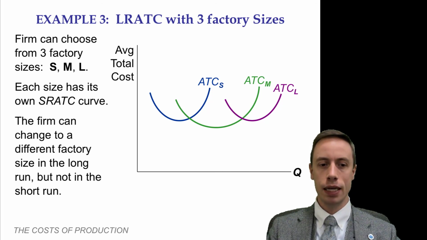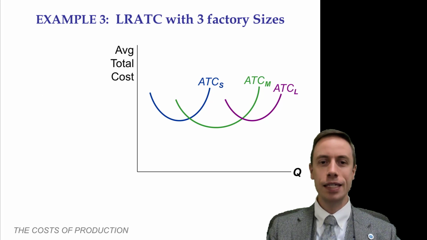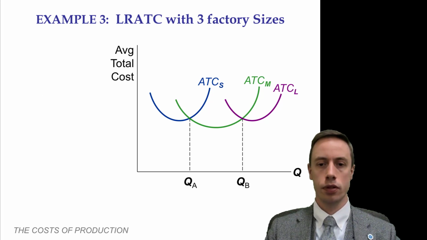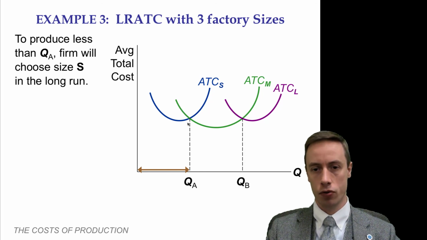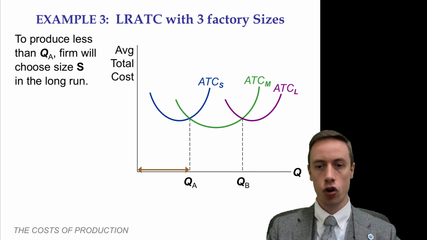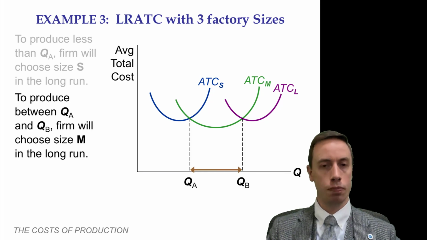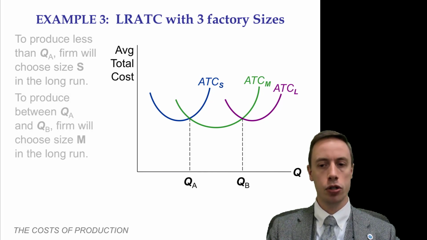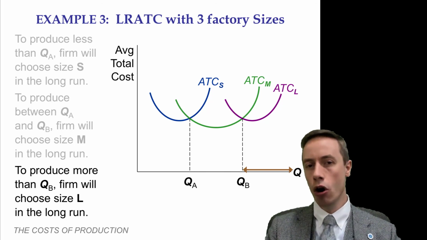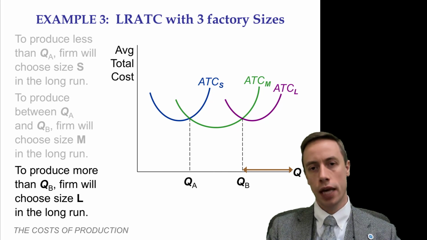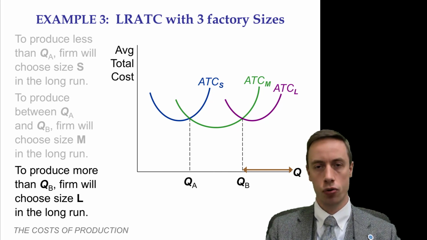This, of course, becomes interesting at the intersections of these curves. So, if I'm producing below quantity A, even though it's possible to do so in a medium-sized factory, it's cheaper to do so in a small-sized factory. So for that first range, it's always best to be on the blue curve. Between QA and QB, it's always best to be on the green curve, and beyond QB, always best to be on the purple curve. So in the long run, only sections of these curves are relevant to us.